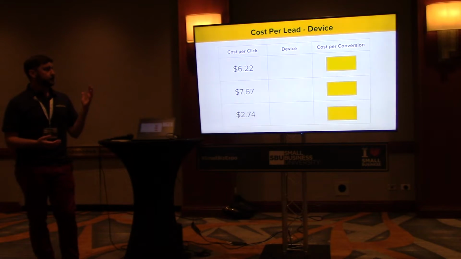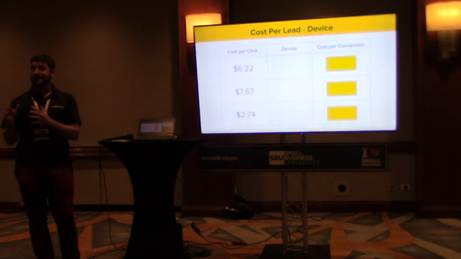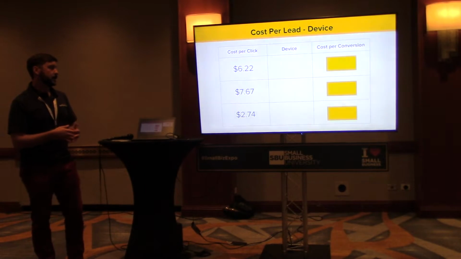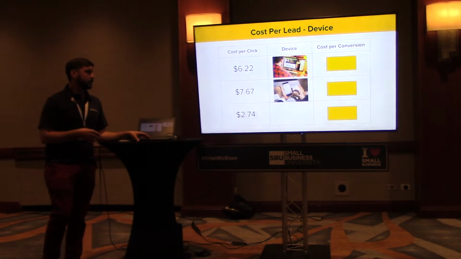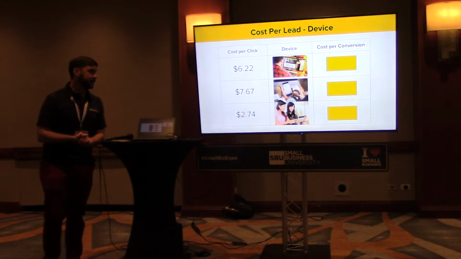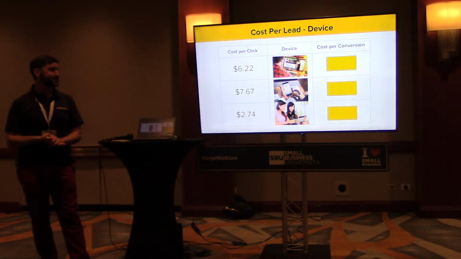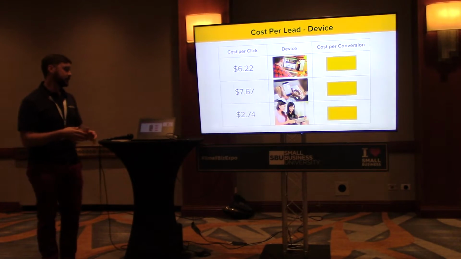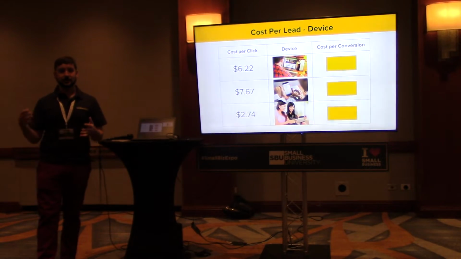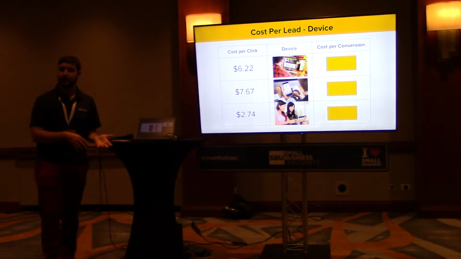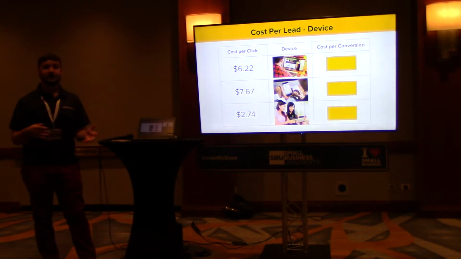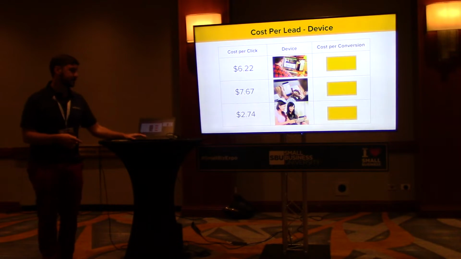So here we have 3 devices, all going after the same exact type of keyword, and I'll just reveal to you the different devices. In this case, computer, kind of middle of the road, $6.22. Mobile phone, way more expensive, $7.67. And tablet coming in for the very, very low cost of $2.74 per click, again, for these 100 businesses on average. So you might guess that, hey, the lowest cost per click, let me just bid all my money on tablet because that's probably going to give you the best return. As you might guess, that's not going to be the case.